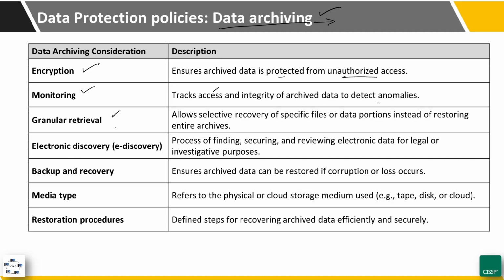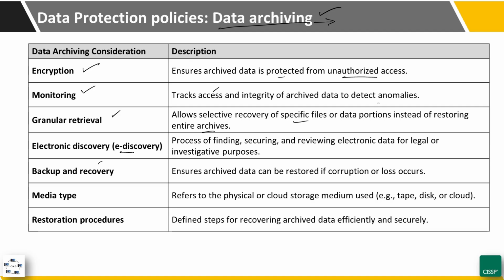Next is granular retrieval. It means that you should be able to selectively recover specific files or data portions in the archived data instead of restoring the entire archive. For example, if you need some specific files to recover or access, it should not be the case that you need to restore the whole archived data, which may be very large. You should be able to recover specific files or specific chunks of data.